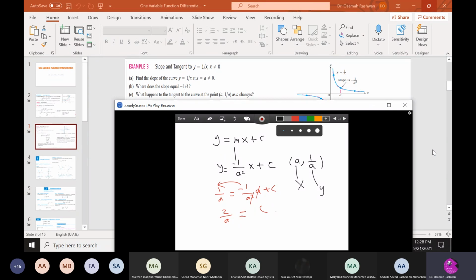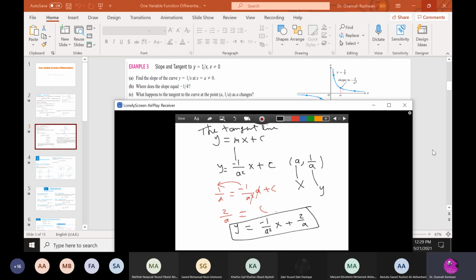Now the tangent line: y equals what? m. I got y equals minus 1 over a square times x plus c. c is 2 over a. This is the tangent line equation. Okay.